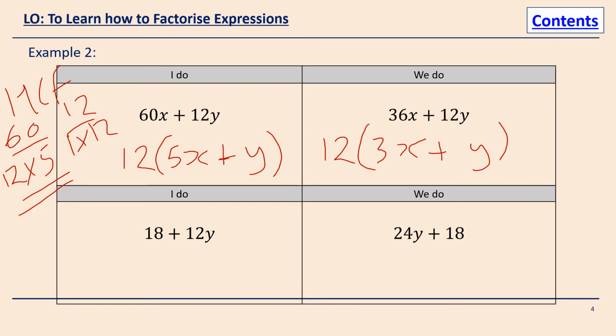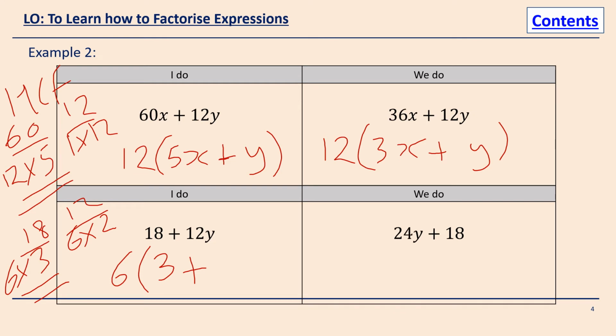Let's have a look at 18 and 12. So we're looking for 18 and 12, and we're looking for the highest common factor. Well, 12 can't go into 18. Let's try 6 though. 6 times 2, 6 goes into 12. Does 6 go into 18? Yes, 6 times 3. Okay, so 6 can go on the outside. 6 times something equals 18. Well, we know that. 6 times 3.